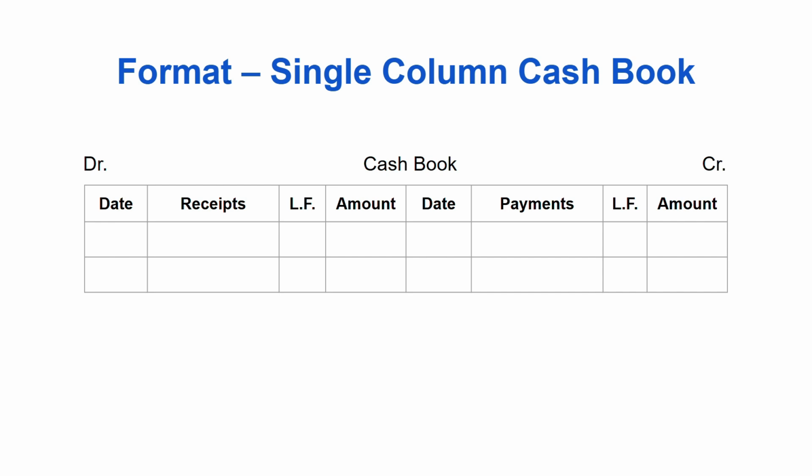Right side, that is credit side. It records all the cash payments, that is any cash going out of the business. For example, cash purchases, payment to creditors, rent, salaries, etc. The format contains the following columns on both the sides. That is date, to record the date of transaction. Particulars, to mention the name of the account involved in the transaction. Ledger folio, to cross-reference with the ledger. Amount, to record the transaction amount.